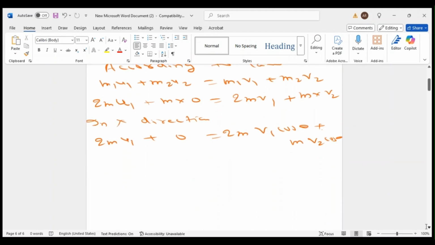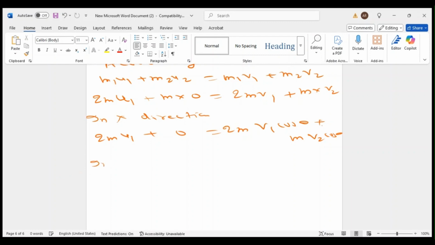Now according to the y direction, the momentum can be given as 2m into v1 sine theta, and as the velocity v2 is in the negative y direction, it is given as minus m into v2 sine alpha is equal to 0. There are two equations.